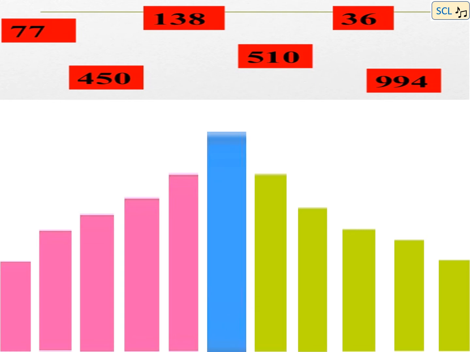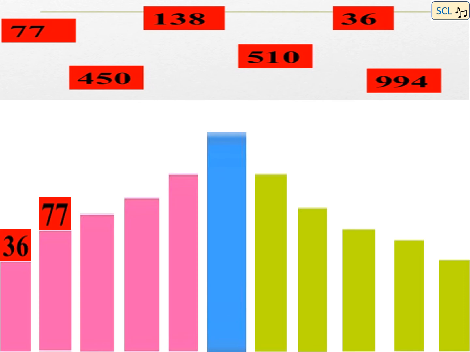Next step comes: from the left we will be comparing their digits. So the first digit in 36 is 3 and the first digit in 77 is 7. So it is clear that 36 is the smaller number. So first comes 36, then comes 77. Now we come to the 3-digit numbers, that is 450, 138, 510 and 994. These are all 3-digit numbers. We need to compare them.